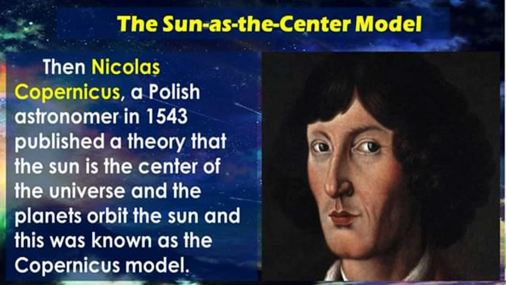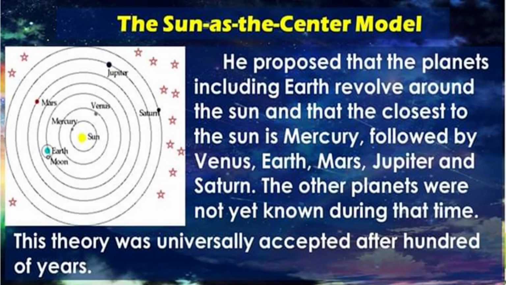Another theory of the Sun as the center model came from Nicolaus Copernicus, a Polish astronomer, who in 1543 published a theory that the Sun is the center of the universe and the planets orbit the Sun. This was known as the Copernicus model. He proposed that the planets, including Earth, revolve around the Sun and that the closest to the Sun is Mercury, followed by Venus, Earth, Mars, Jupiter, and Saturn. The other planets were not yet known during that time.